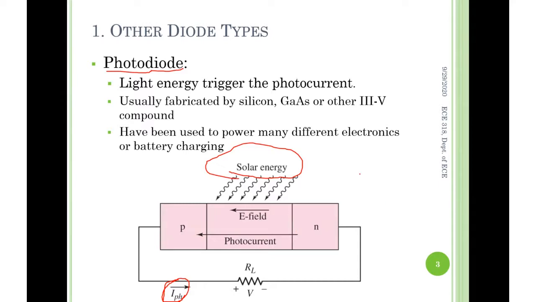This is the photodiode. It could be made out of silicon, gallium arsenide, or other group 3 and 5 compounds in the periodic table, right? And it has been used to power many different electronics or for battery charging. This is nothing but like the solar panel, right? A solar diode is not exactly a solar panel, but very close.